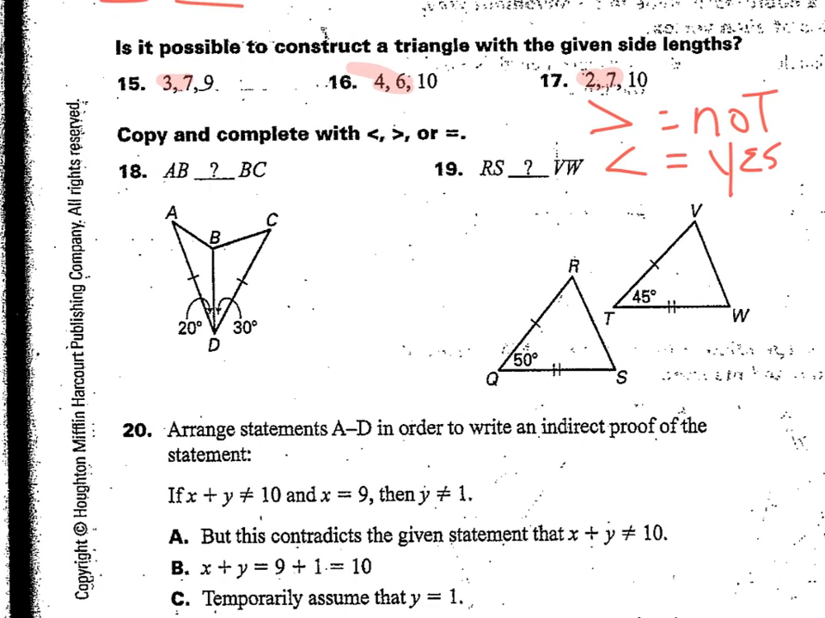And finally, number 20 is going to be a bonus. I'll just throw that out there right now. Give it a shot if you want. 18, 19. We need to determine, are we using greater than, less than, or equal?